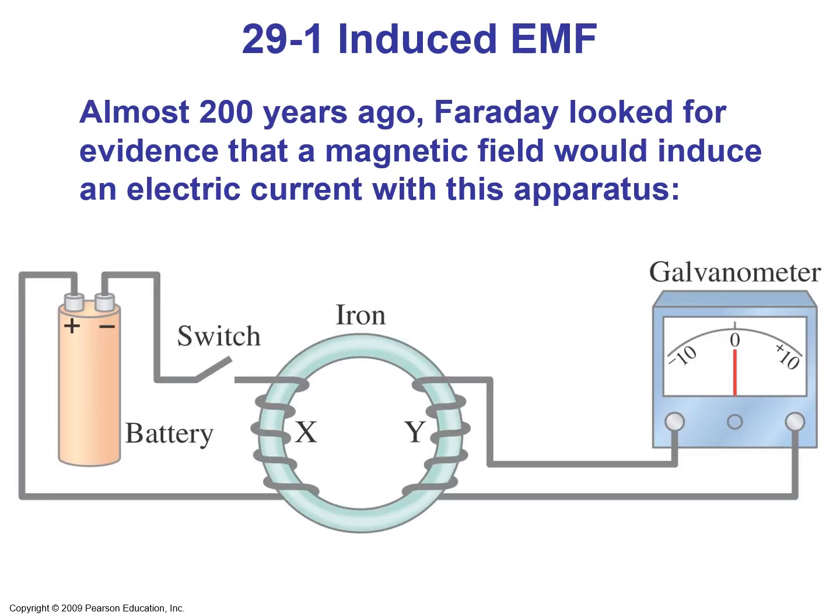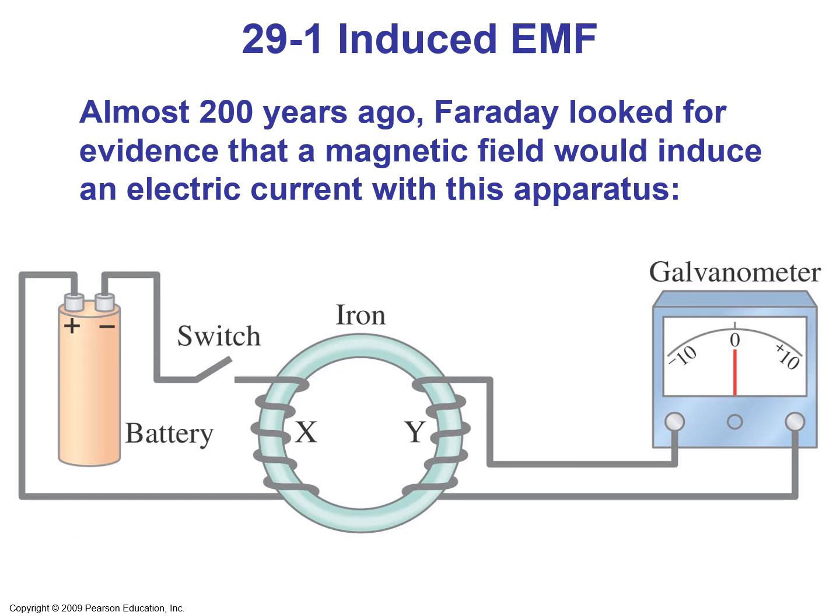Section 1. Induced EMF. Almost 200 years ago, Faraday looked for evidence that a magnetic field would induce an electric current with the apparatus shown below. As you can see, this apparatus is basically a circuit of wires connected to a battery, and the wires are looping around a circle, forming two solenoids, and they have an iron core.